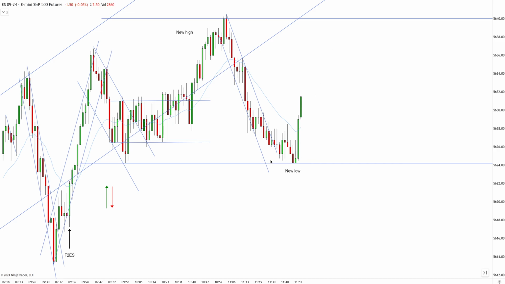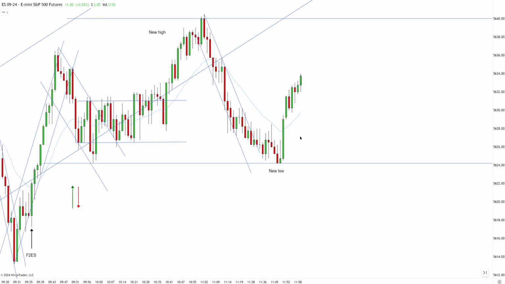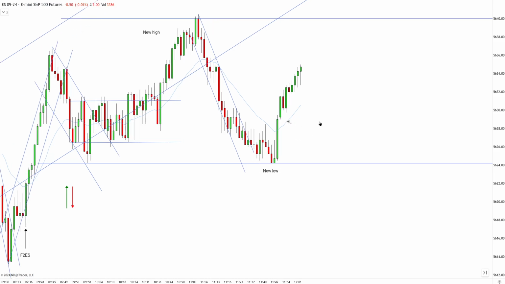There is no setup for me to go long here. We have a HLLH confirmation setup here, but it's so far up, not at the EMA, I cannot take it.